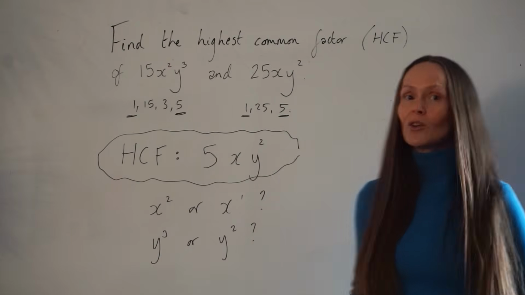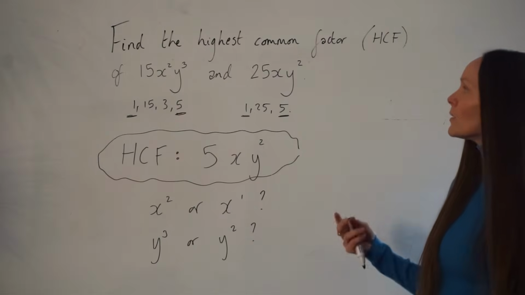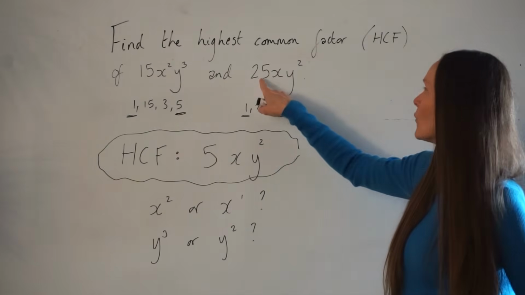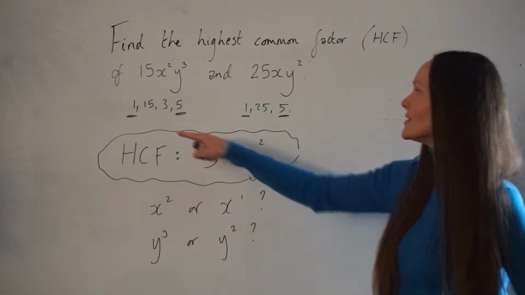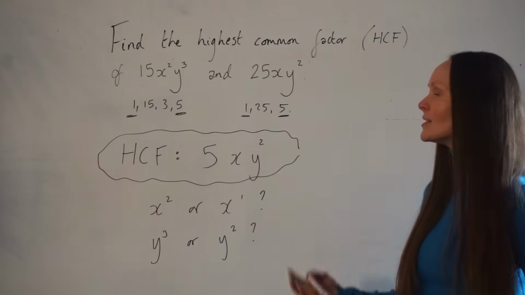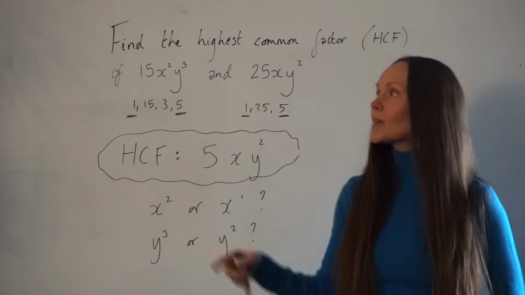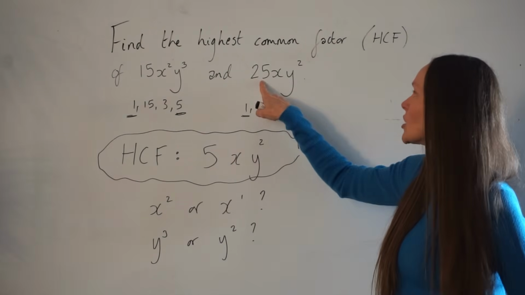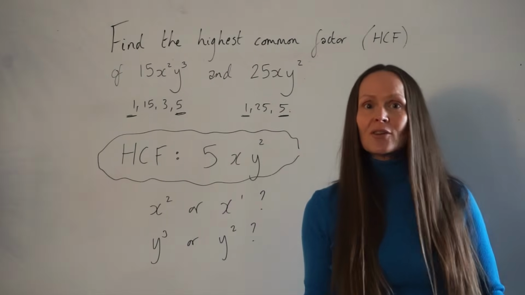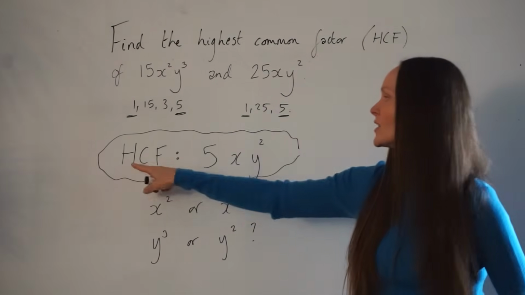Just before I show you the next question, when I was finding the highest common factor of these two numbers, it was quite quick and easy. You can just consider the factors and take the highest common factor. In question 2, it's a bit more difficult because these numbers are going to be much larger. So I'm going to show you a different method in order to work out the highest common factor here.